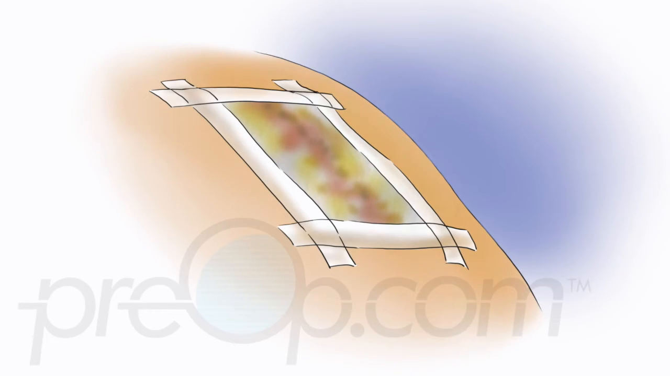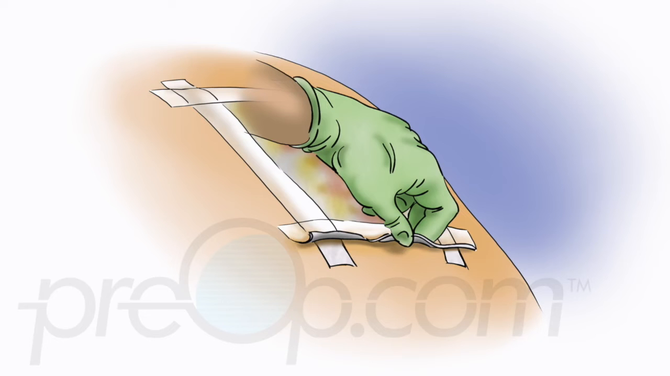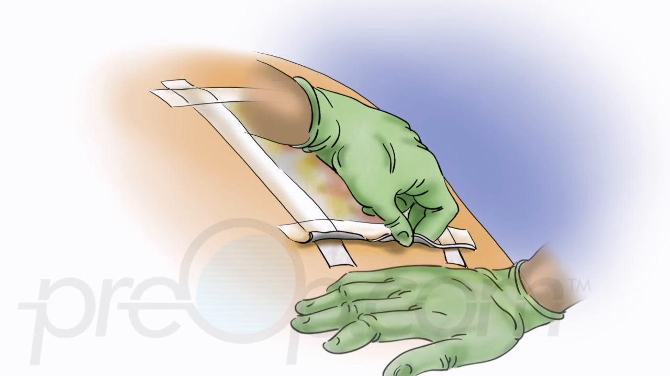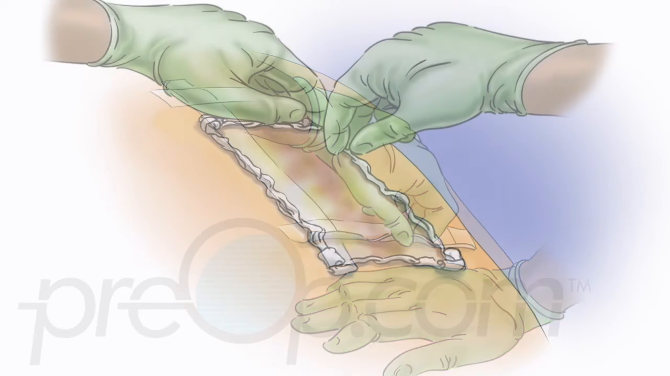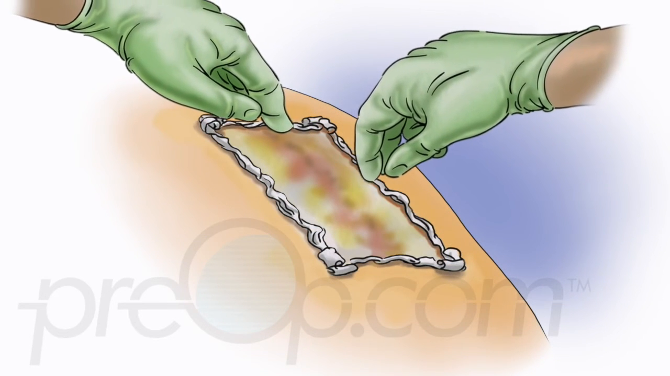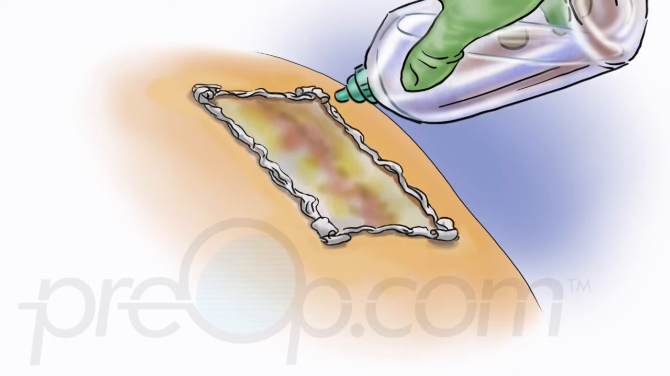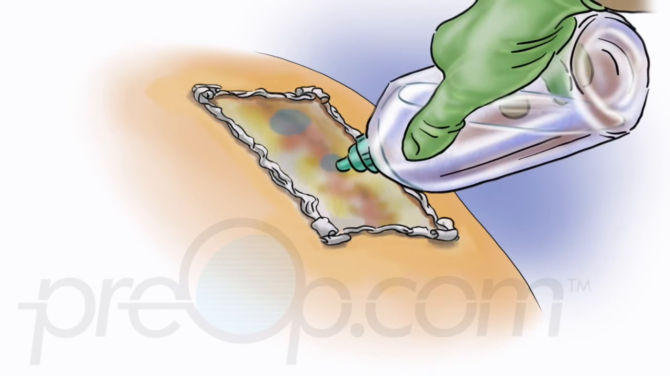To remove the dressing, gently lift and peel the tape edges toward the incision. Use your other hand to hold and support the skin while you pull the tape. If the dressing sticks to the wound, wet the dressing with clean water and let it sit for a minute.